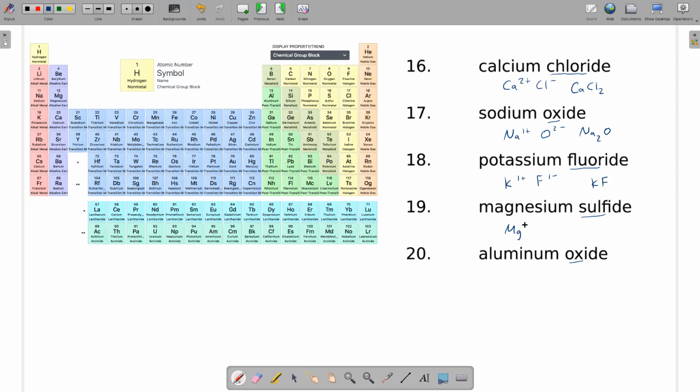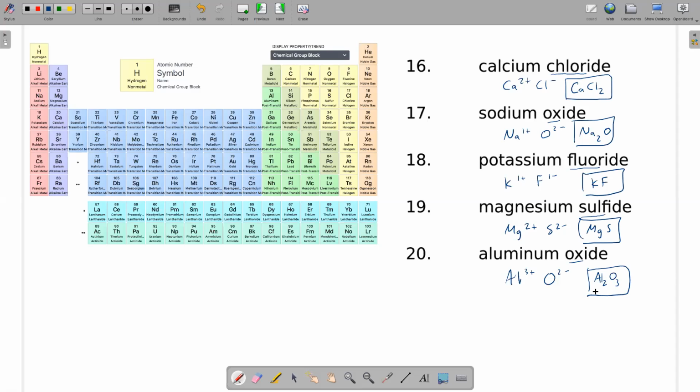Magnesium sulfide: magnesium is 2+, and sulfide is from sulfur, which is 2-. So that's just MgS. And aluminum oxide, aluminum is over here. Usually you're looking in group 1 or 2, but there are group 3 elements that form salts, especially boron and aluminum. So aluminum is Al3+, and the oxide is from oxygen, which is O2-. So Al2O3, aluminum oxide. So these are the correct formulas for each of those compounds: calcium chloride, sodium oxide, potassium fluoride, magnesium sulfide, and aluminum oxide.